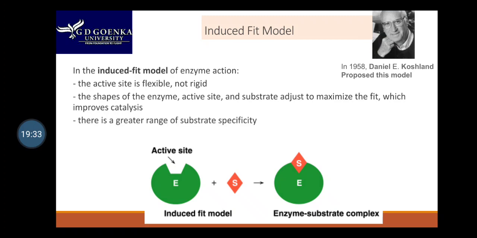There is a greater range of substrate specificity, meaning different groups of substrates can bind to a particular enzyme. This model is more consistent with a wider range of enzymes. For example, hexokinase is an enzyme that can bind all hexose sugars, like all monosaccharides such as glucose, fructose, and galactose, but glucokinase can bind only glucose.